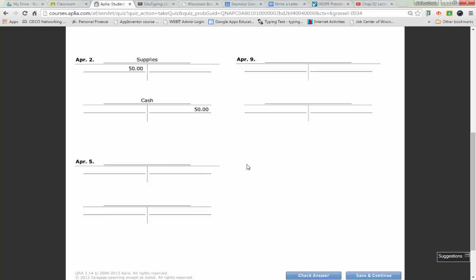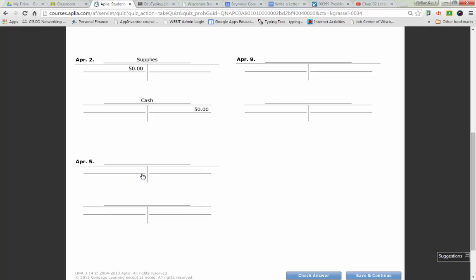April 5th, paid cash for an insurance. Alec, what is one account that's being affected there? Cash. Okay. What is the account classification of cash? Asset, liability. What's its normal balance?